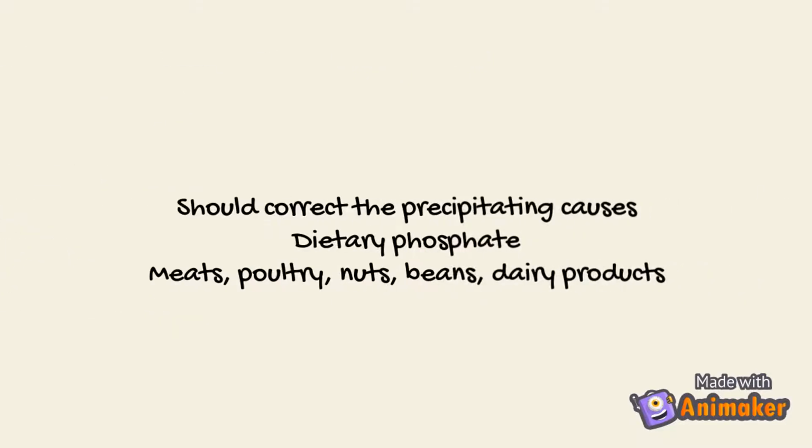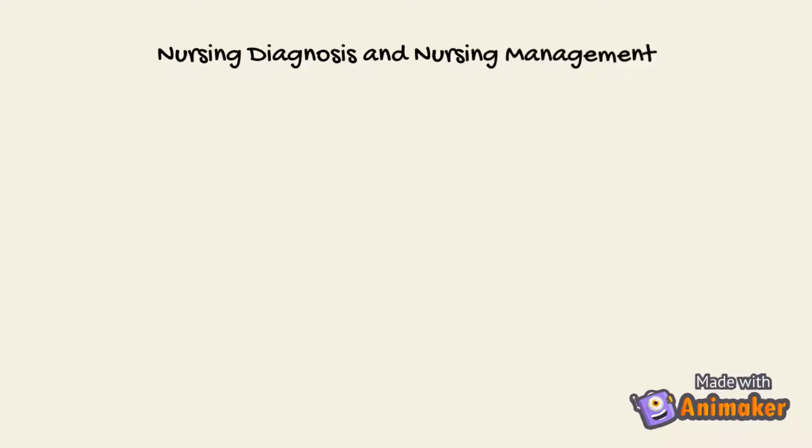And it should correct the precipitating causes and include the dietary phosphate, which includes meats, poultry, nuts, beans, and dairy products. Nursing diagnosis and management.